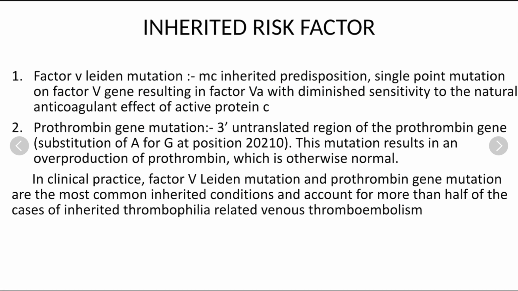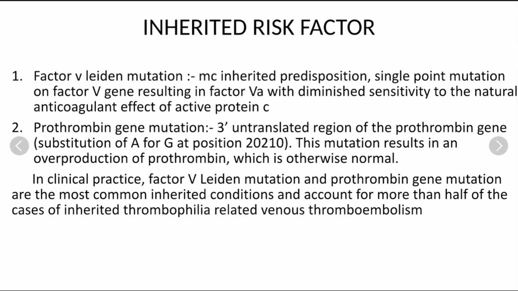Then comes prothrombin gene mutation. They are telling that in the 3 untranslated region of the prothrombin gene, there is a substitution of A for G at position 20210. This is the exact position. This mutation results in an overproduction of prothrombin, which is otherwise normal.